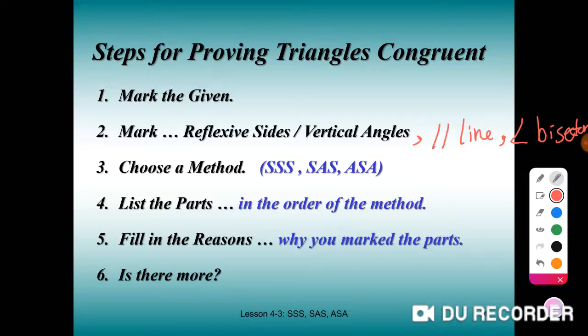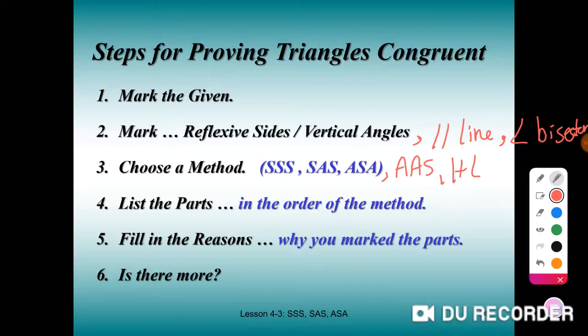Step number 3, choose a method. Here it is written only 3, so I need to add the other two, angle angle side and hypotenuse leg. You need to choose a method, okay? By examining the given information, you need to ask yourself, what plan do I use? What is the method that I will use in order to prove that two triangles are congruent? And actually they are 5 theorems and postulates. And then list the parts, okay?